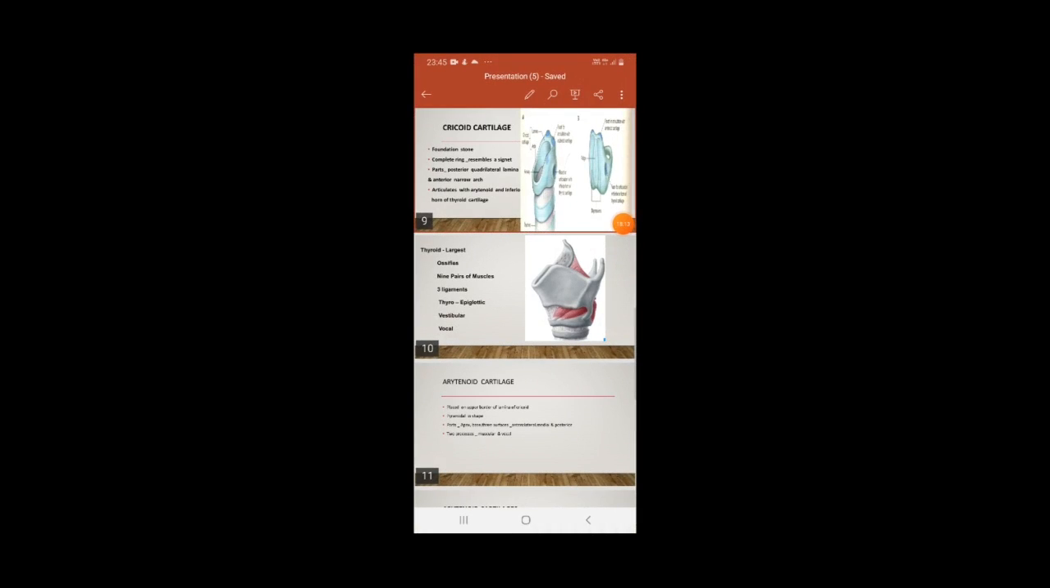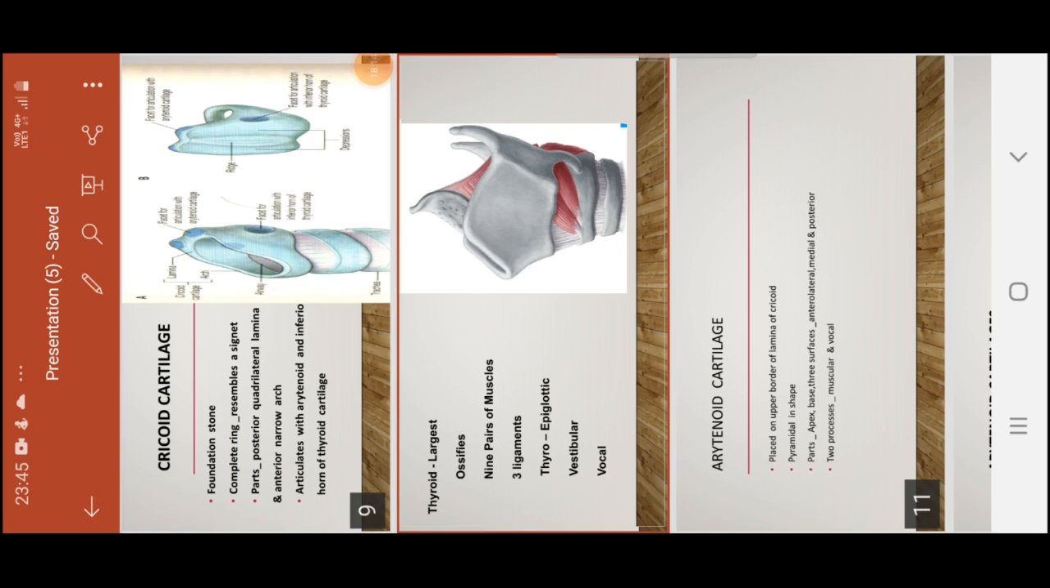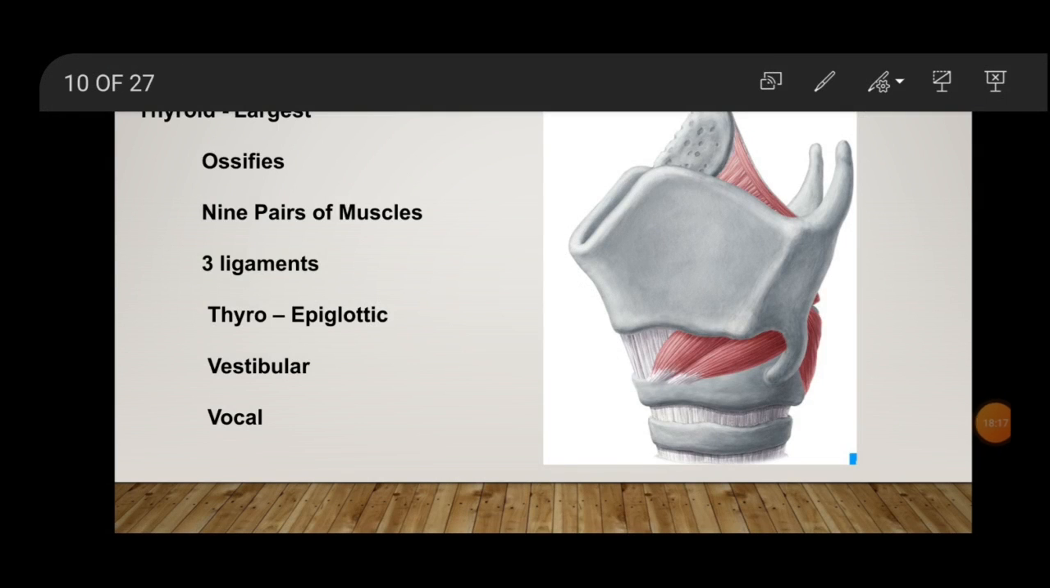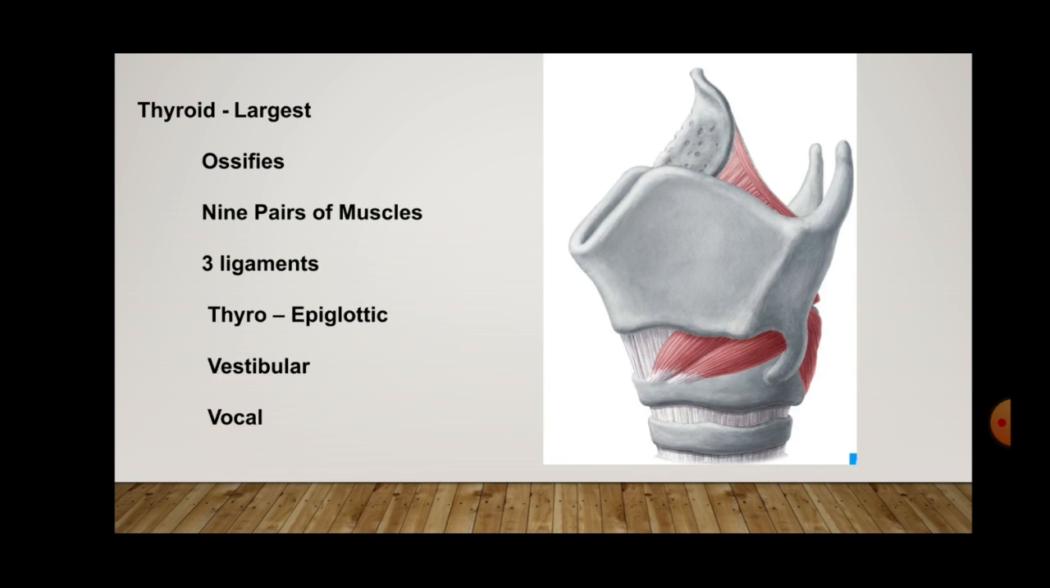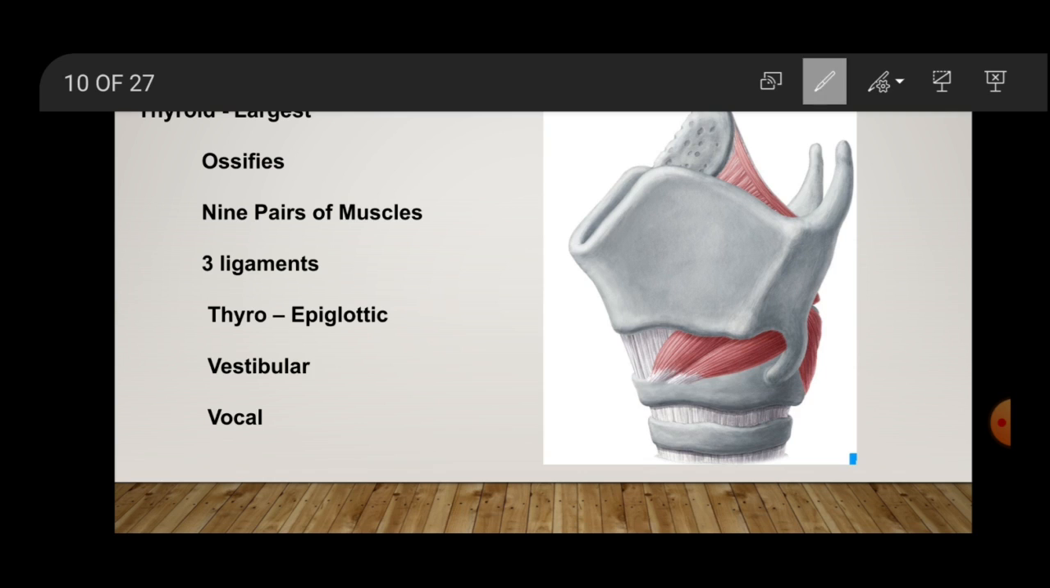So coming to the next cartilage, the unpaired cartilage, is the thyroid cartilage. Yes, thyroid cartilage. It is the largest cartilage of the larynx, the largest among the other cartilages.